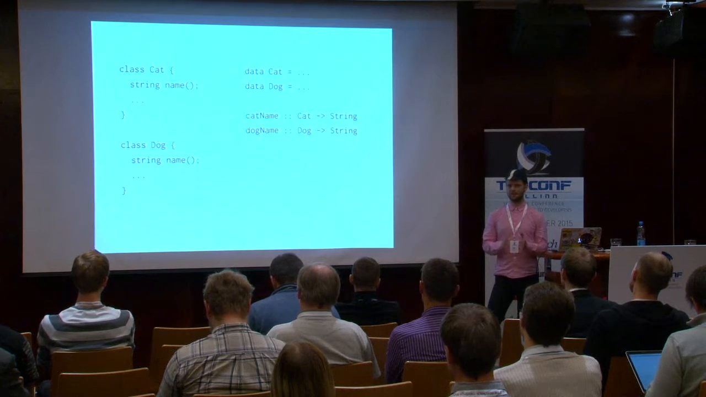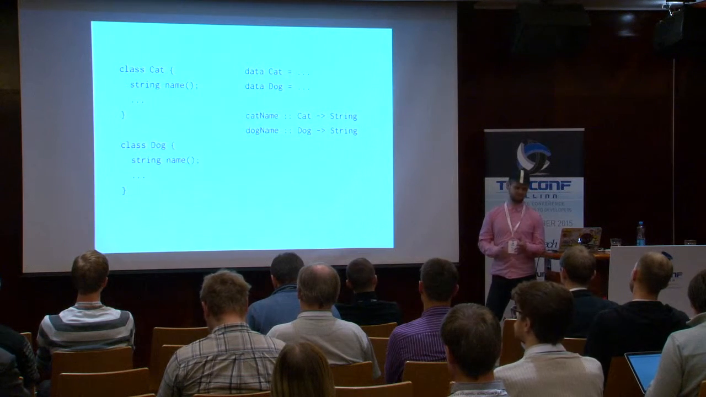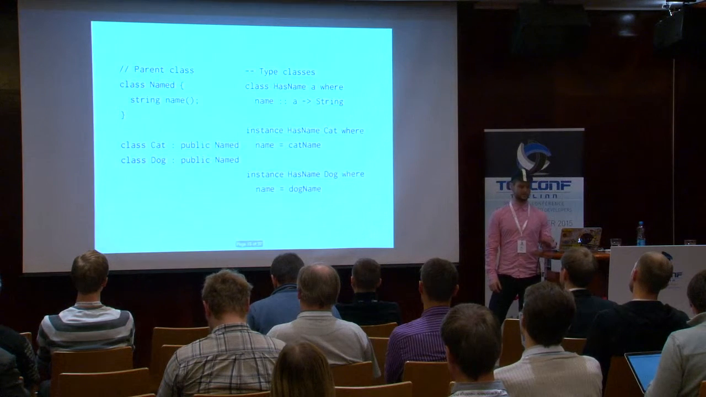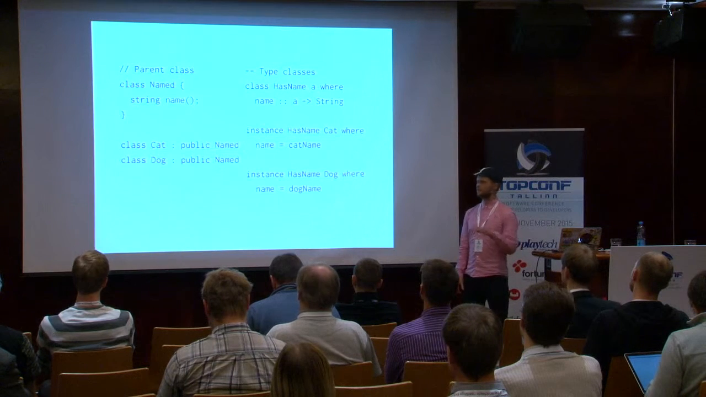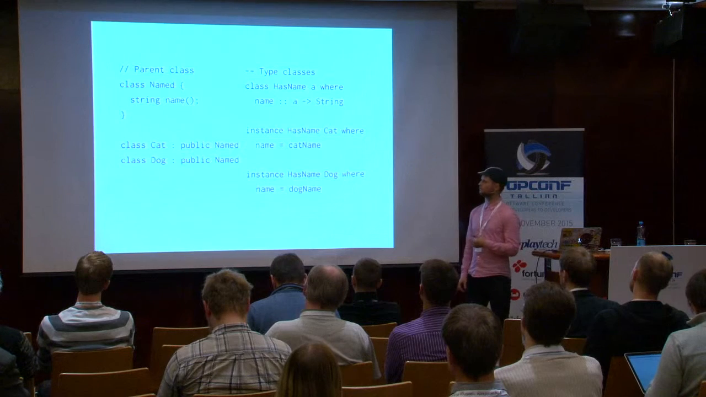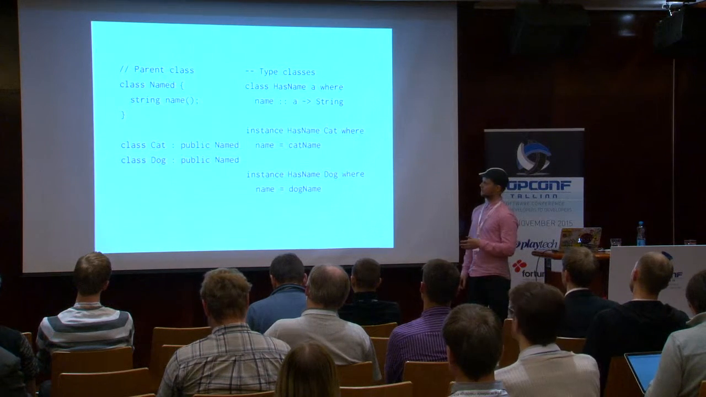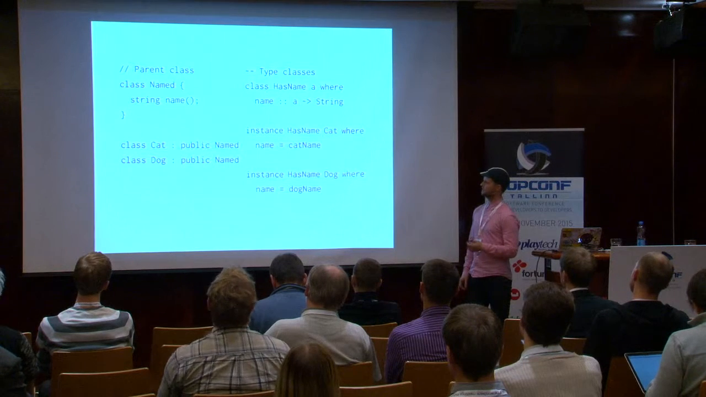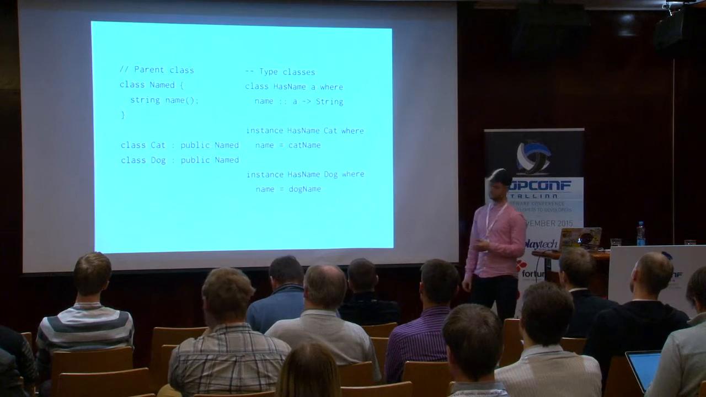So we don't care if it's a cat or it's a dog. We want only to know the pet's name. So in the object-oriented world, we will create a parent class or interface or trait, whatever you call it, and that one will have a method name. And then we inherit that named class to make a cat and a dog.